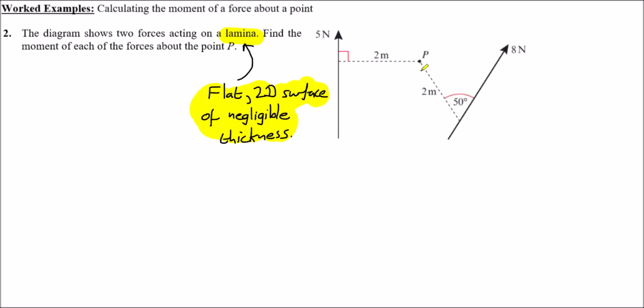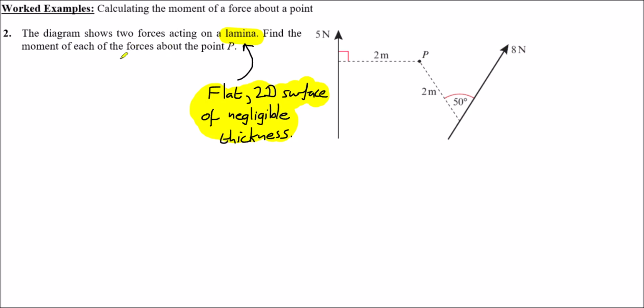So basically, maybe this is like a constructions question for GCSE. The compass is held at P. Some classmate is trying to turn the tracing paper around this way with a 5 Newton force. Someone else is arguing, no, it's an anti-clockwise rotation, you need to turn the tracing paper this way, and they're trying to push at 8 newtons. So the lamina could be like tracing paper. It doesn't really matter, that's all lamina means, it's a flat 2D surface.